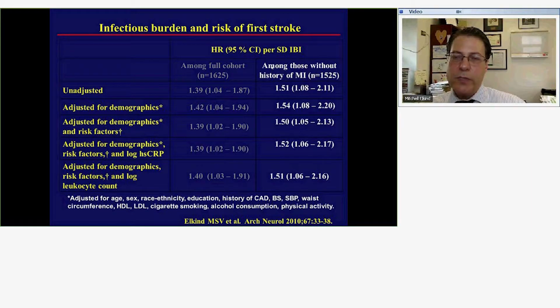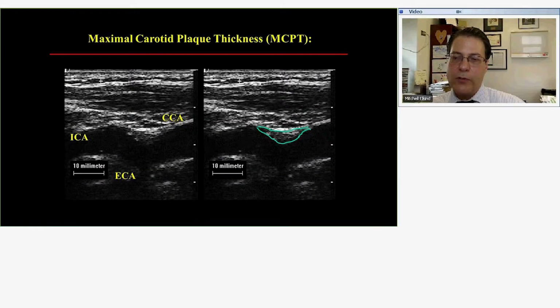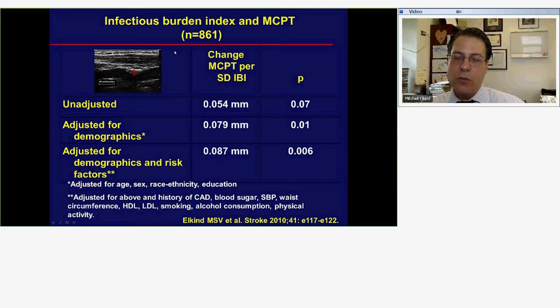So we thought this was consistent with the idea that an overall burden of infectious disease can contribute to risk of first stroke. How that might be is unclear, but as I mentioned before, we also measure carotid plaque thickness in our cohort at baseline. And so we looked at the association between the same infectious burden index and plaque thickness, and found that those who had a higher infectious burden also had a greater plaque thickness.